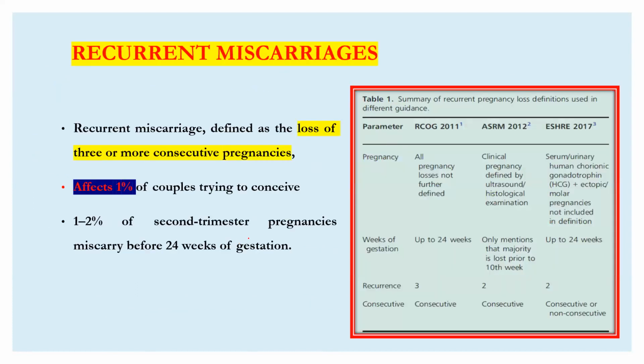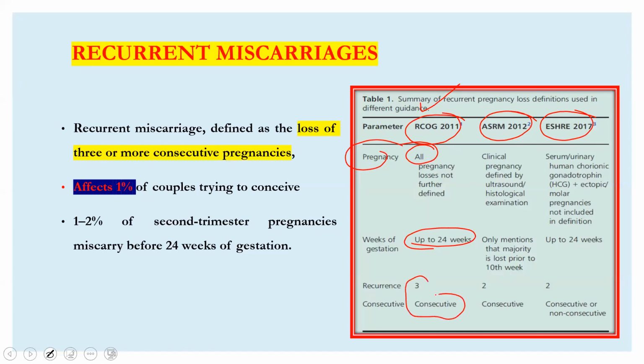Then comes the definition of recurrent miscarriage. That was the background knowledge of miscarriage, isn't it? So let's define what recurrent miscarriage is. Now we have different definitions of recurrent miscarriage according to so many guidelines. We are dealing with the Royal College, RCOG guideline UK. We are also going to talk about the ASRM guidelines, American Society for Reproductive Medicine, and then the European guideline. RCOG 2011 says that pregnancy means all pregnancy losses that are not further defined, and they are taking 24 weeks of gestation, and 3 consecutive miscarriages.